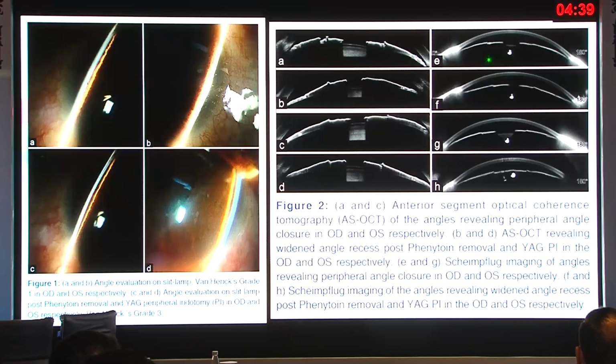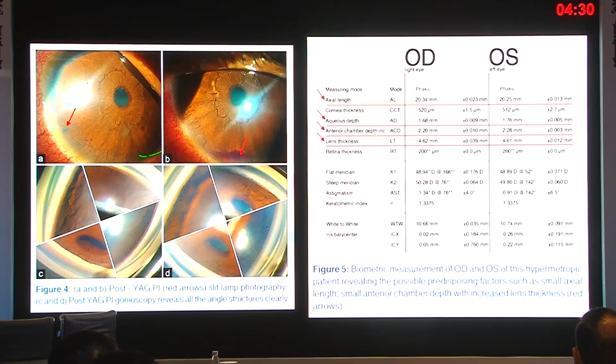One of the patients on phenytoin ended up with angle closure, and this is pre and post YAG PI, where the angles are opening up. You can see that the PI is done, and then the hyphema is there, and the angles open up. The patient also has hypermetropic traits.